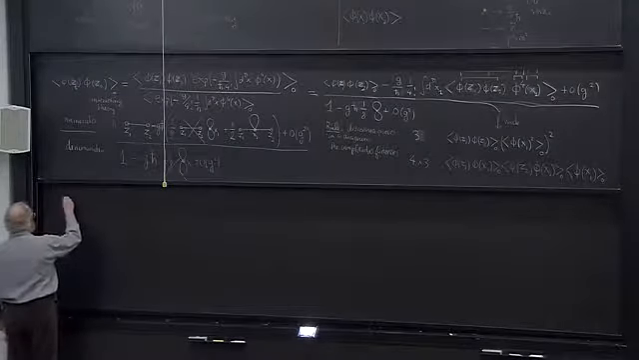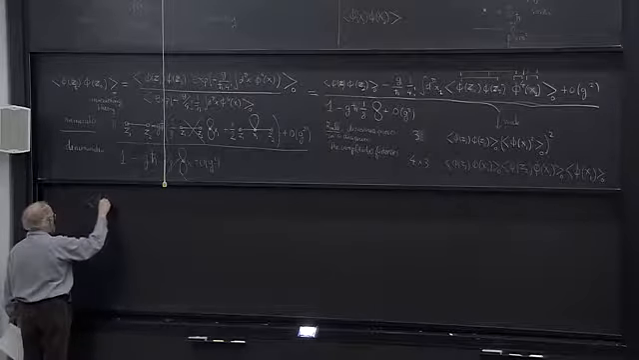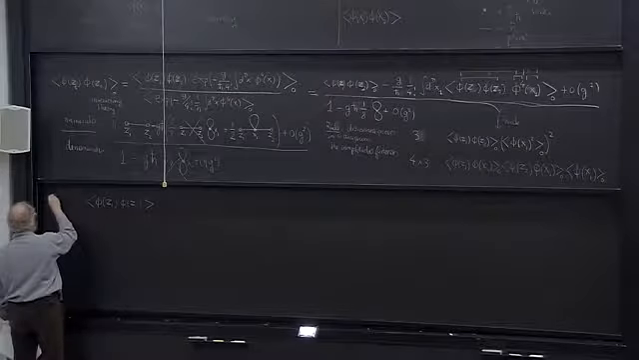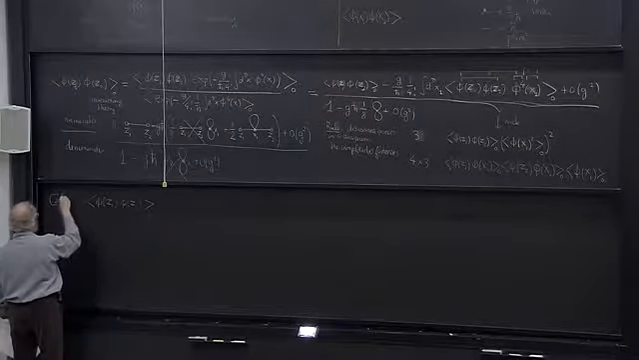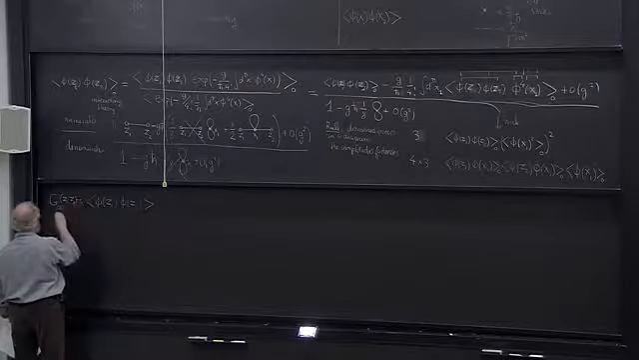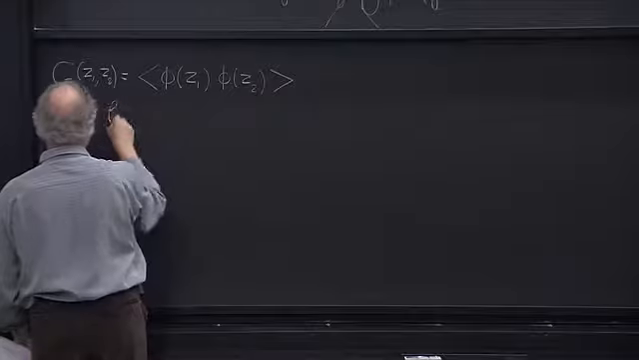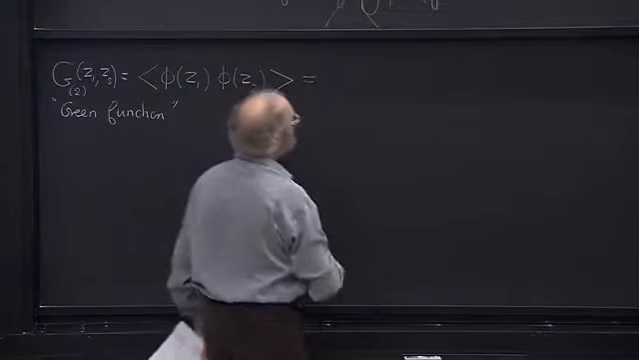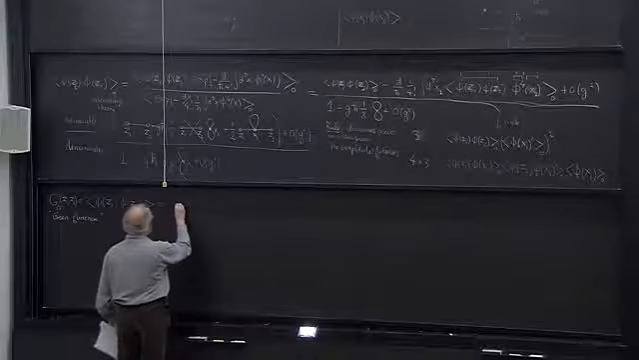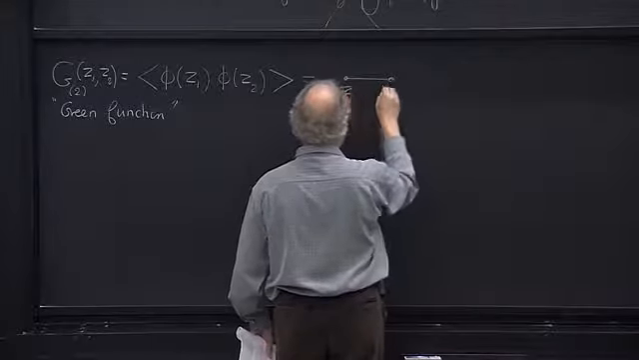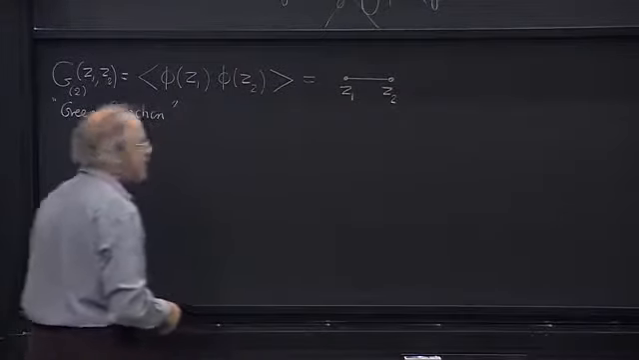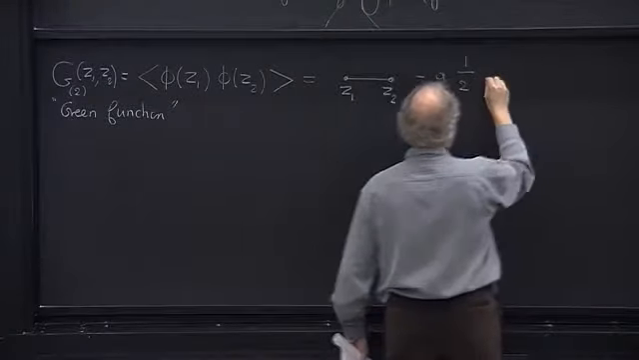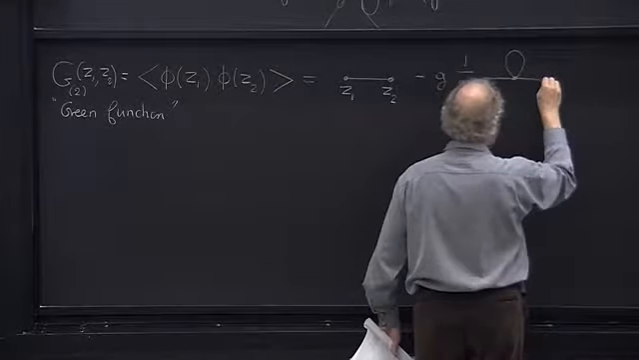is that the 2-point function in the interacting theory, phi of Z1, phi of Z2, let me call this G2 of Z1, Z2, because it's called Green functions, or correlation function. It's given by the following Feynman perturbation theory. First, this is the propagator of the theory, minus G 1 over 12 times the amplitudes of this diagram.